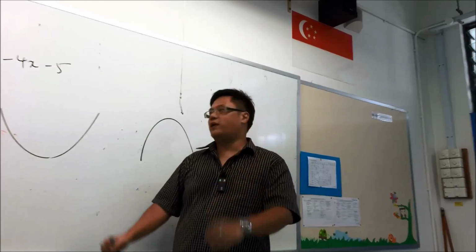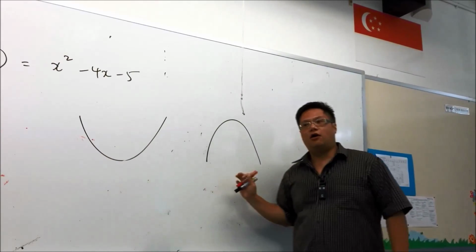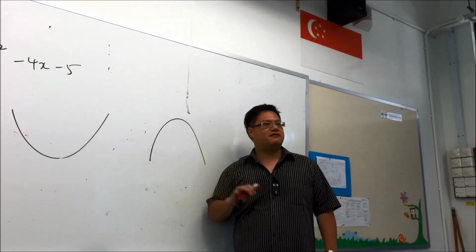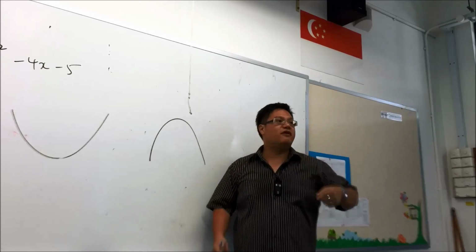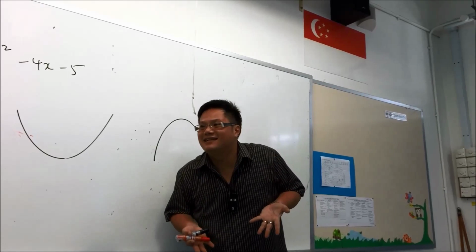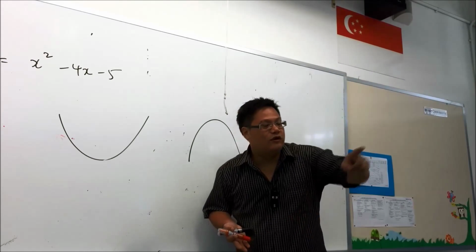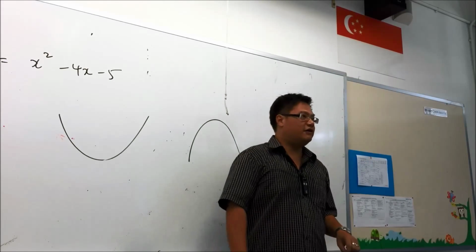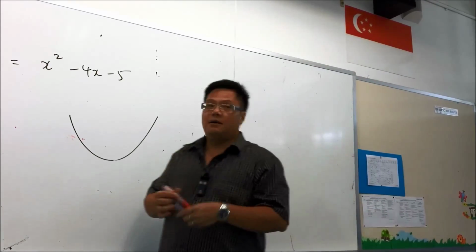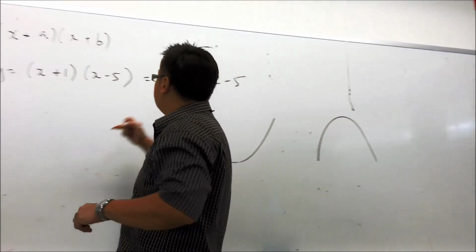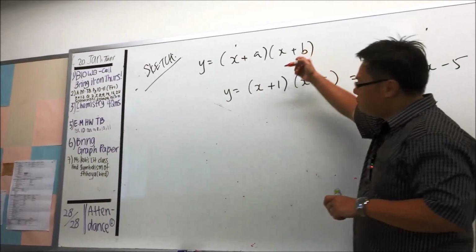Okay, what determines whether it is U-shape or N-shape? Smiley face or sad face? What determines the shape? Positive or negative what? Coefficient of x squared. Very good. So point number one, I want everyone to be very clear about. Pay attention now, watch here. It's the coefficient of x squared.